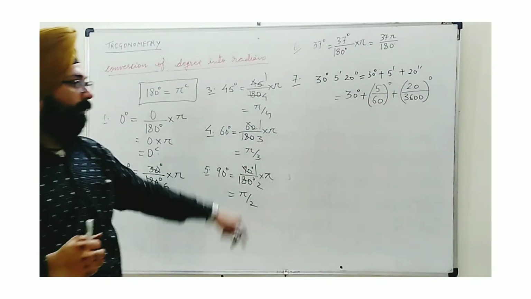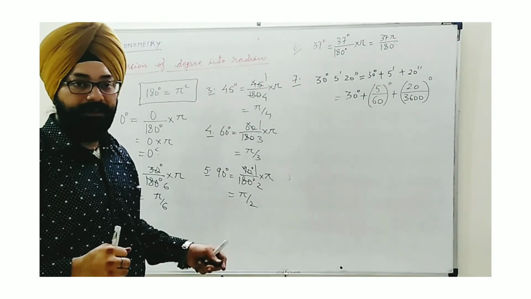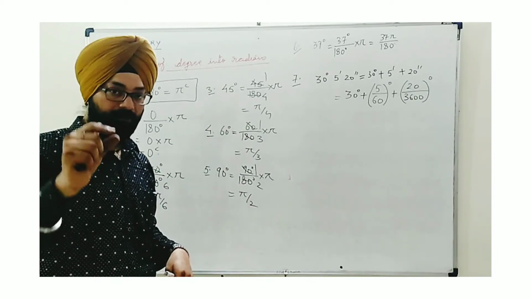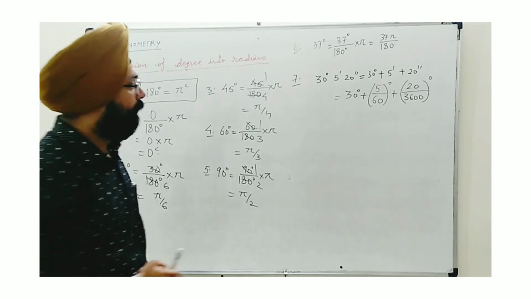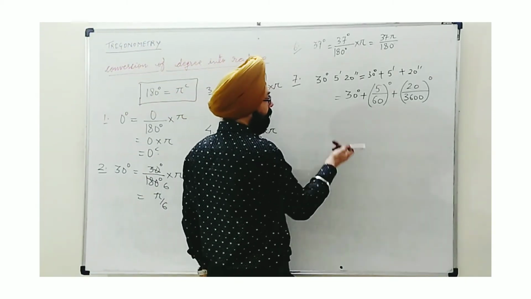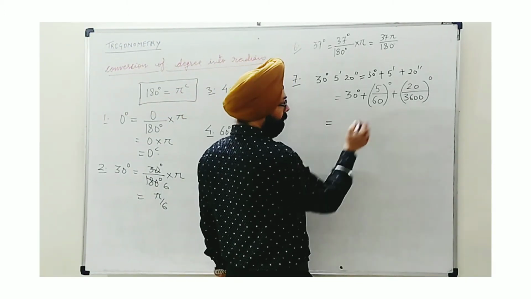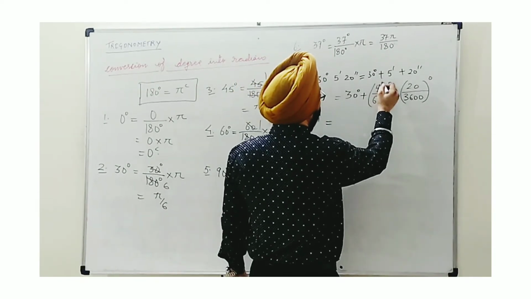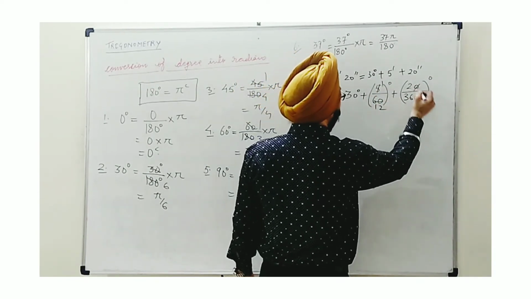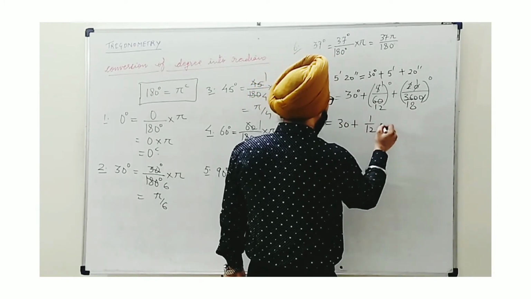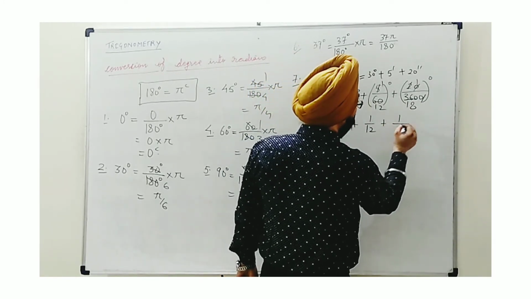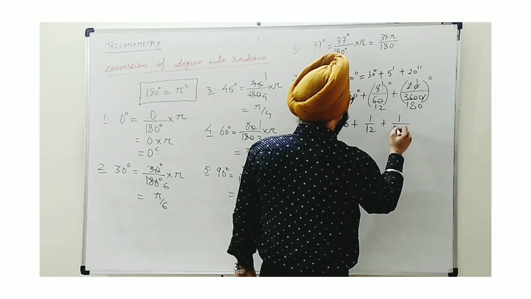That's why you can take the LCM and find a fraction form. Not always is a decimal number needed; it's not a compulsion. Simply, we can take the LCM of these and simplify. Let's see. This will be 5 ones are 5, 5 twelves are 60, and 180. So we get 30 plus 1 by 12 plus 1 by 180 here.